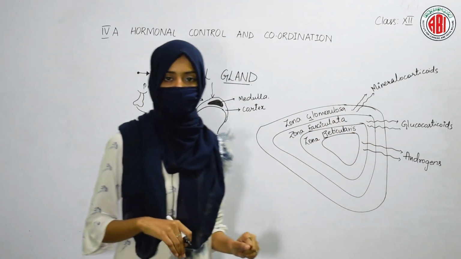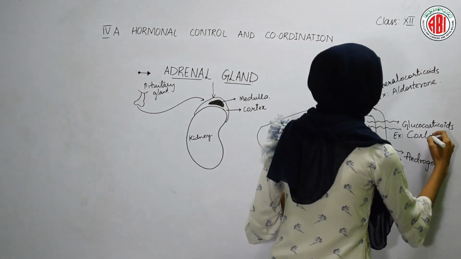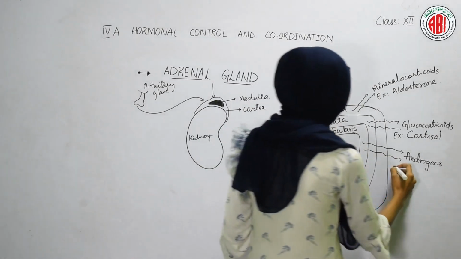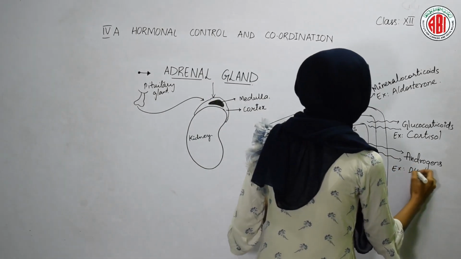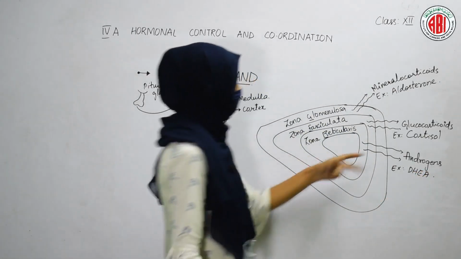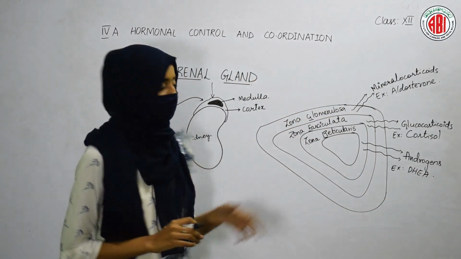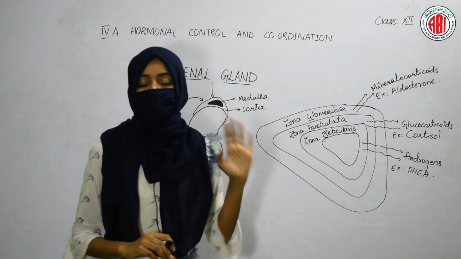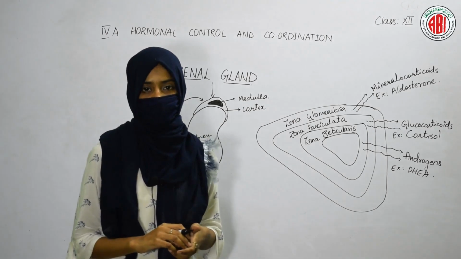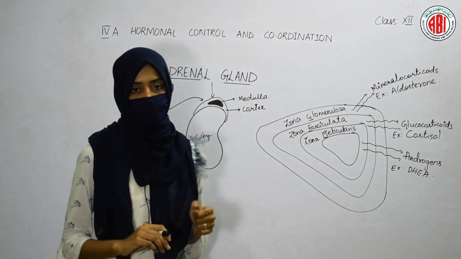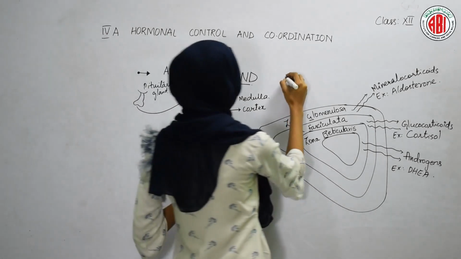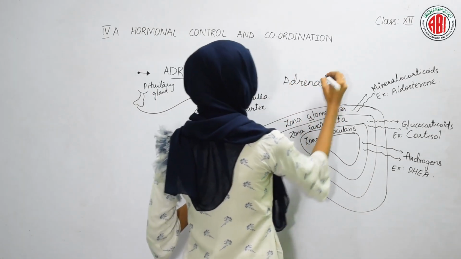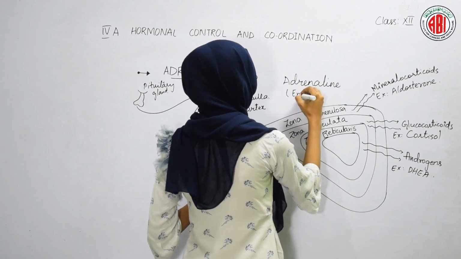In the mineralocorticoids, we can take an example of a hormone called aldosterone, in the glucocorticoids cortisol, and in the last one, androgens, we can take an example of DHEA. These are the names of the hormones that can be released by the different zones of our adrenal cortex. One more hormone can be released by the adrenal gland, which is very important, and we name that hormone adrenaline. Adrenaline is a hormone which is also termed the emergency hormone.